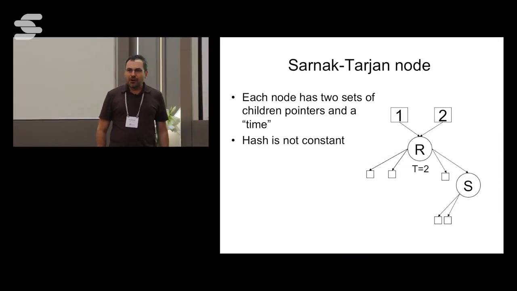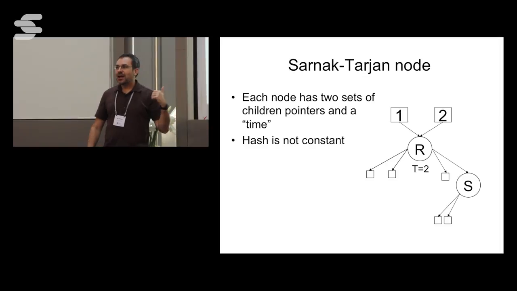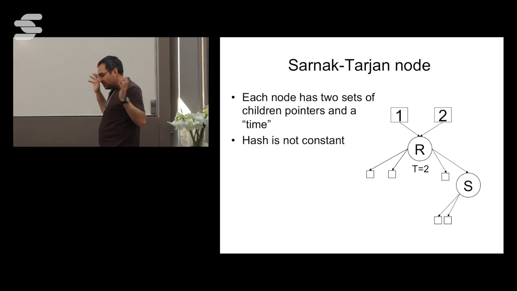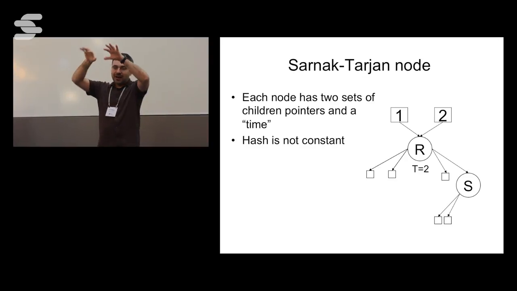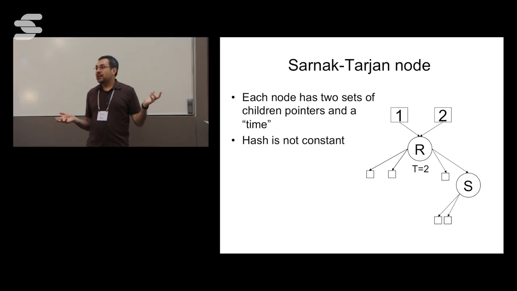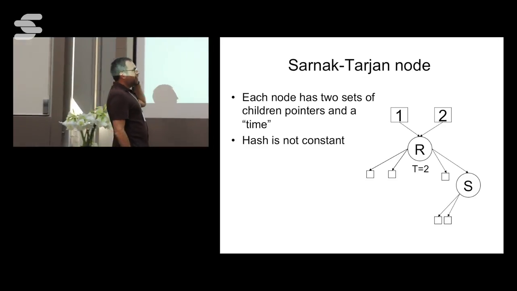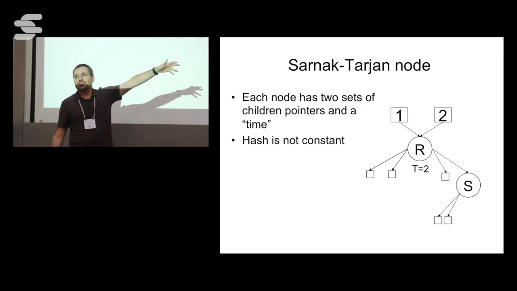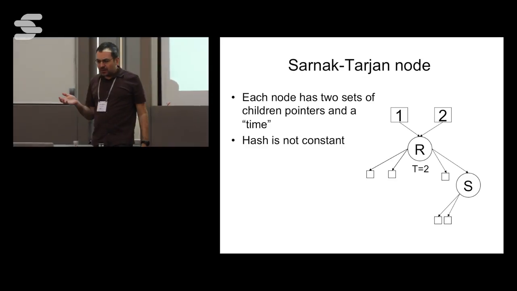All right, but how do I shove hashes into here? When I had good old-fashioned path-copying functional trees, hashes were easy, because whenever I allocate a node, I take the children, I hash them, I store it. Here, I can't do that anymore, because now I sort of have the old hash and the new hash. Ew. So what are we going to do?